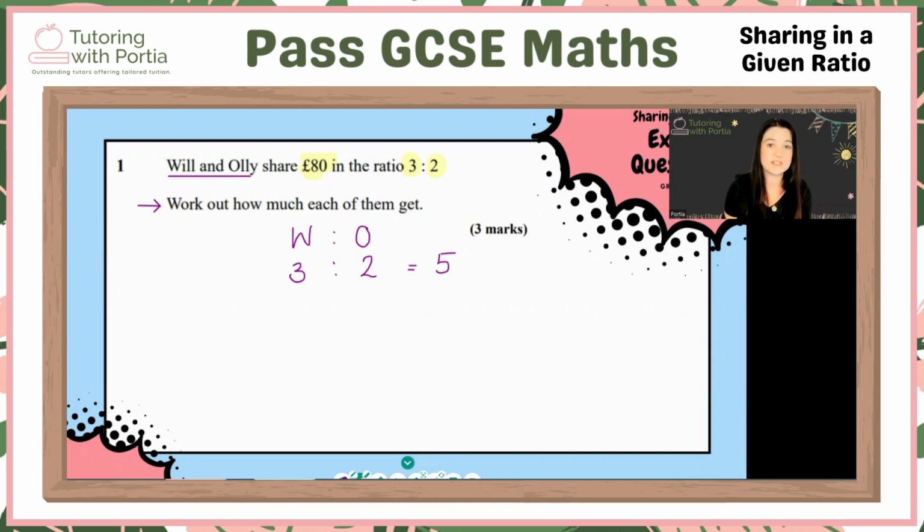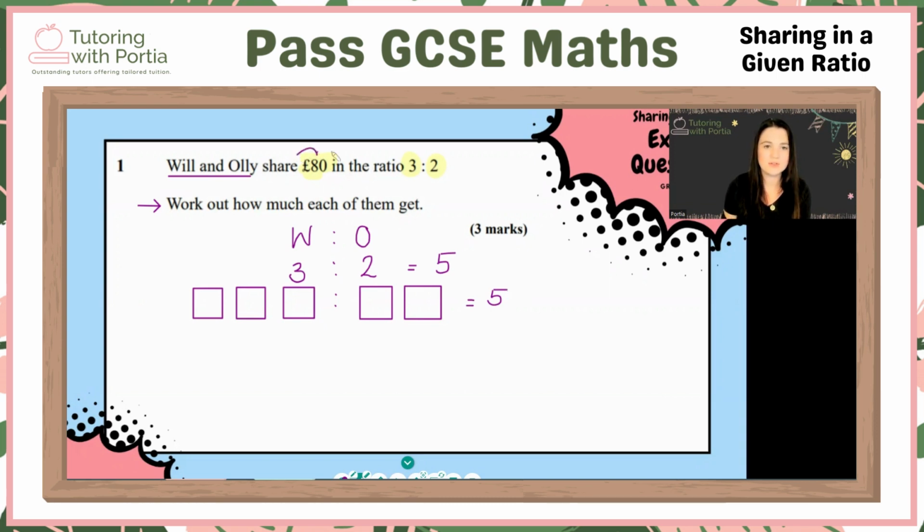So often students find it helpful to draw what a ratio looks like. So we could draw it using boxes like this. You don't have to, but if it's something that you find helpful, then go ahead and draw it. Just a quick sketch, remember, because we don't want to waste time. So there we go, we've got our 5 parts. I can put equals 5 here to remind me. Will's got 3 of them, Ollie has 2.